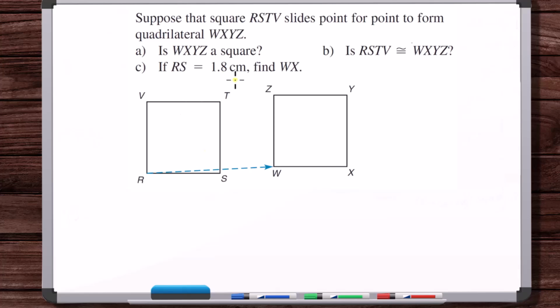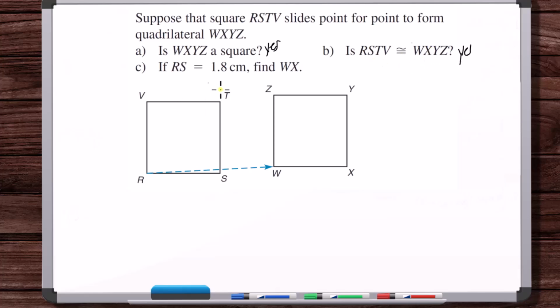Okay, so let's see. Is WXYZ a square? Well, they told us that RSTV was a square. We know that these two are going to be congruent. It's a rigid body transformation. So yes, the shape or size hasn't changed. It's just that the figure has moved or rotated or reflected, right? So yes, RSTV is congruent to WXYZ. Let's make sure they're not trying to trick us here, changing the order of the letters or something.